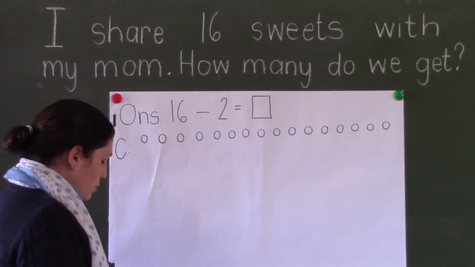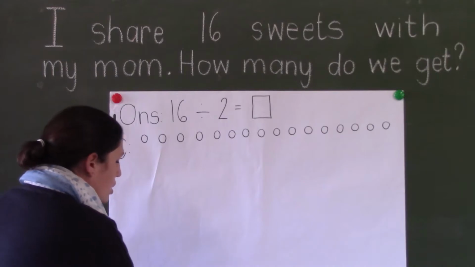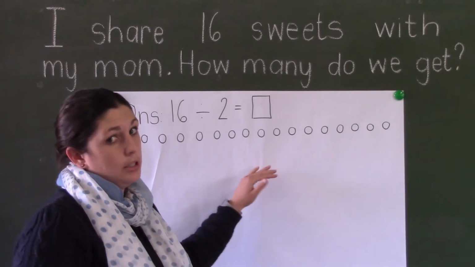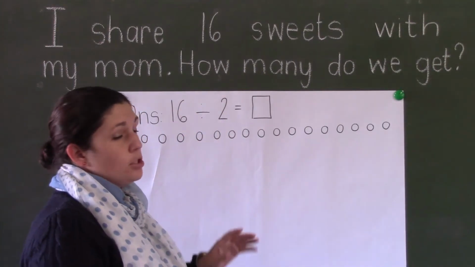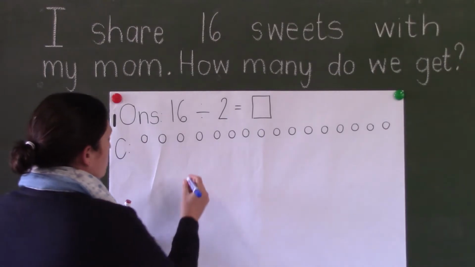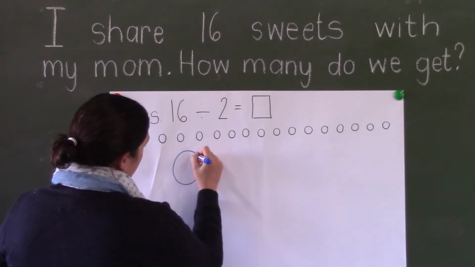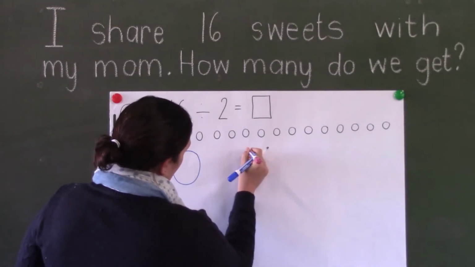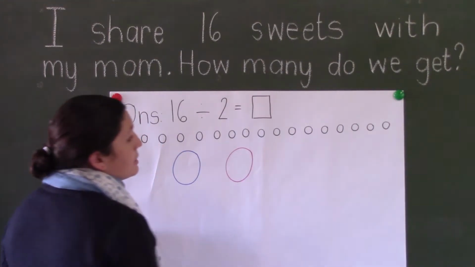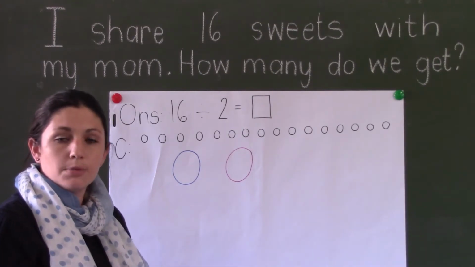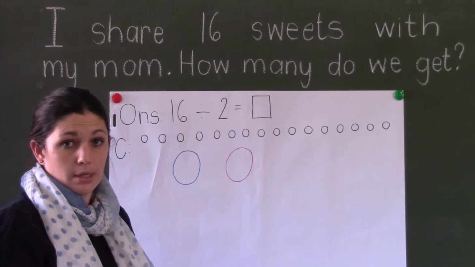Now I'm sharing between 2 people. So I need 2 different colors. If it was between 3 people, I would need 3 colors. But this time it's just 2. So I'm going to make 2 groups. I'm choosing to use blue and pink. Now some of you will already know the answer, but you're not going to go ahead and skip steps because otherwise you will make mistakes.